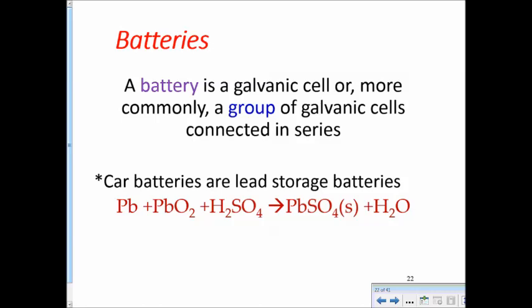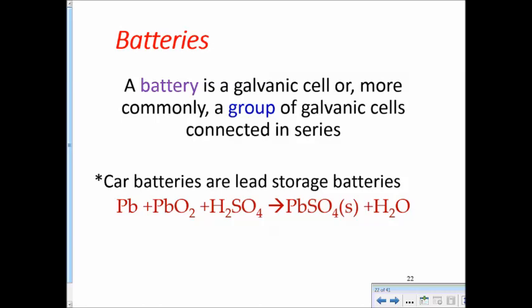The car batteries are these lead storage batteries, and this is the overall generalized reaction for it. The thing that's kind of interesting in this overall generalized reaction is that the lead is being oxidized and reduced, all in the same reaction. If you look at your overall reaction, you're going to see that lead goes from being 0 over here to +2, and then you also have a reactant where lead is at +4, also going to +2.